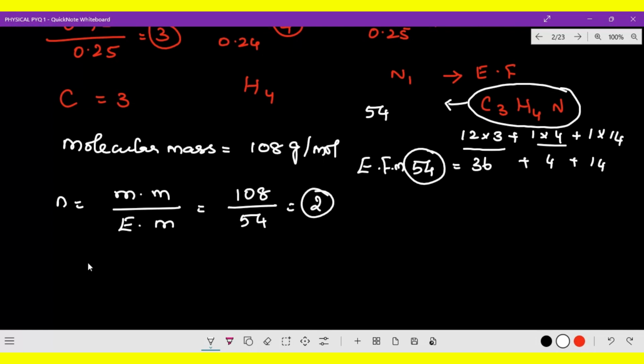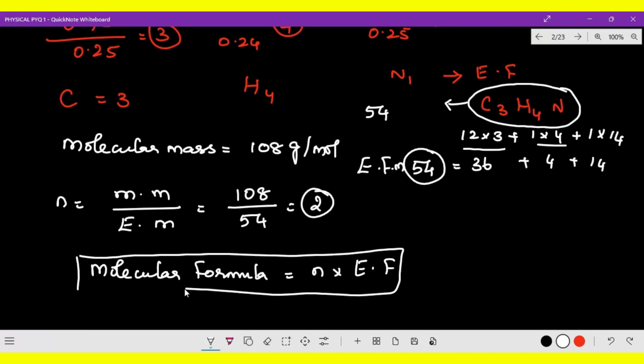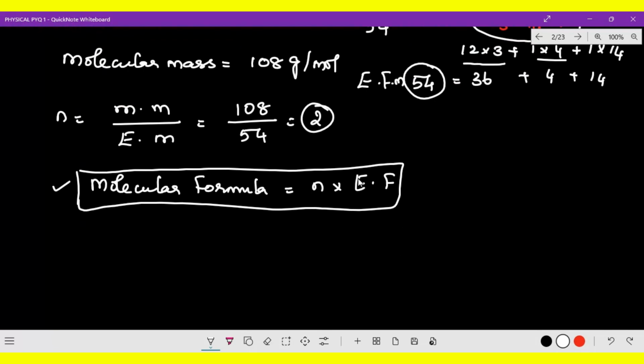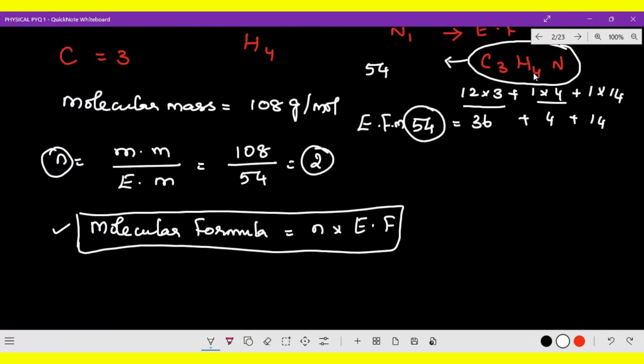Now here one more formula I would like to give you. What is that formula? We have to identify the molecular formula now. Molecular formula equals n into empirical formula. This is the way we have to identify the molecular formula. This is what they are asking in the question: find the molecular formula only. Now molecular formula equals n into empirical formula. n is 2, and the empirical formula we have considered here is C3H4N.